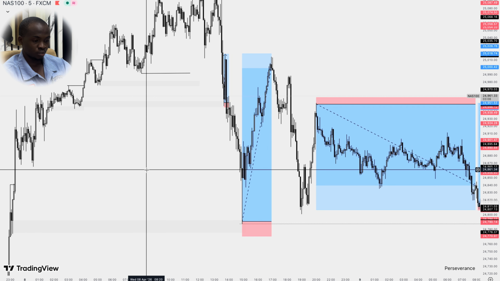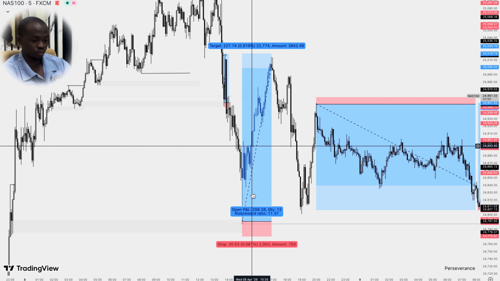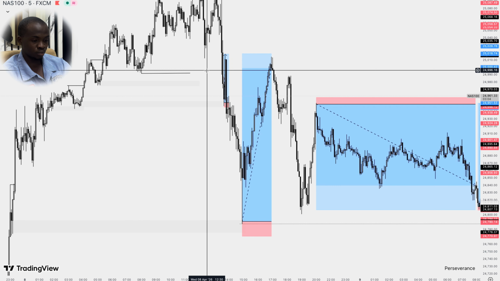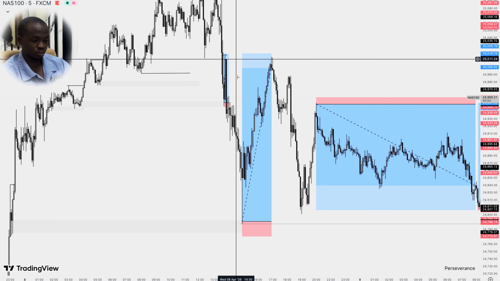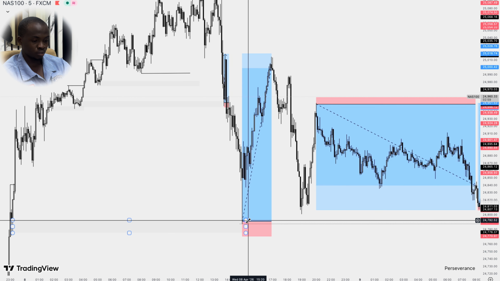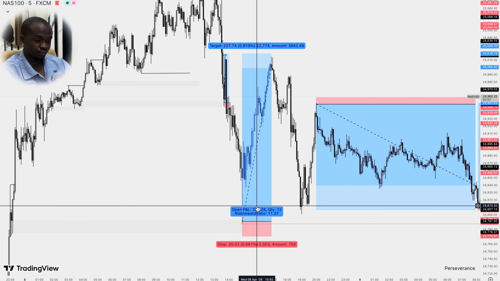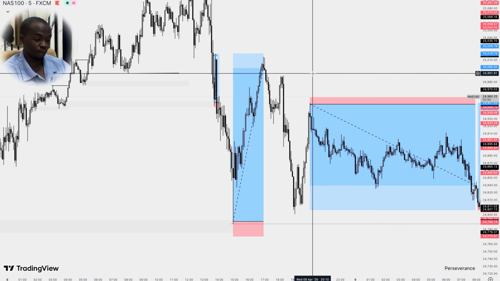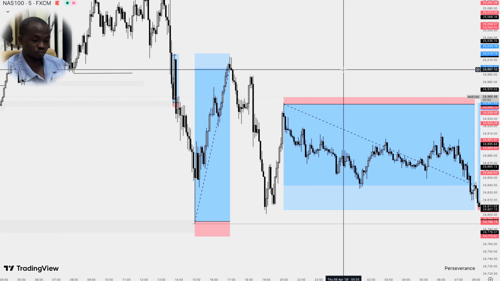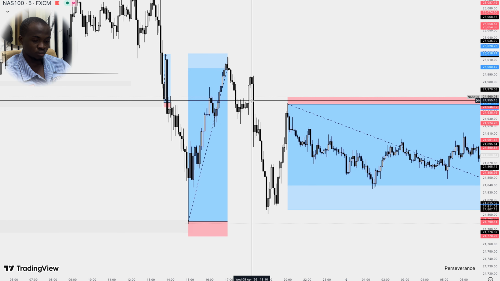So what happened was that I deleted the limit for this one because price moved to the upside, and then when market came I was not actually able to take this trade because I already deleted the limit. So let me use this one to explain it properly.